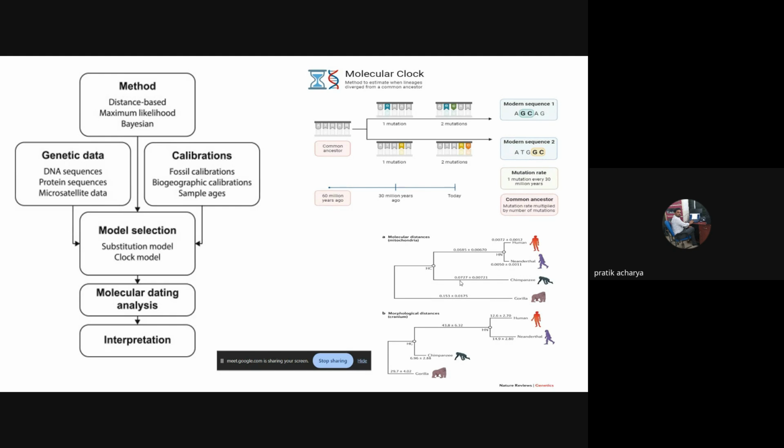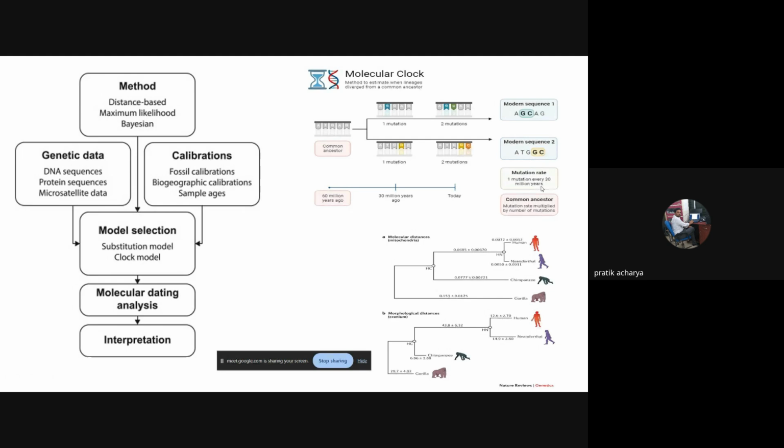And the first picture, molecular clock, is shown here. From a common ancestor, certain genes were analyzed, where the mutations occur, where the first mutation occurs, where the second mutation occurs. How we compare those mutations in modern sequences, everything we can get an idea about molecular clock. It can give us an idea about the mutation rate. That means here, particularly in this picture, one mutation every 30 million years.